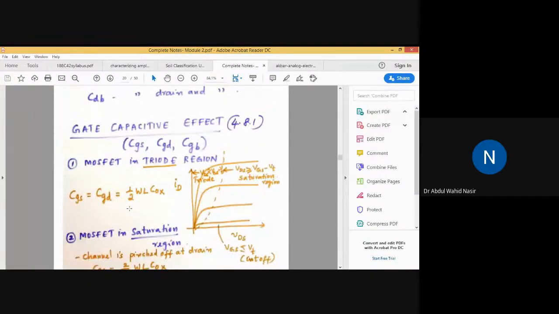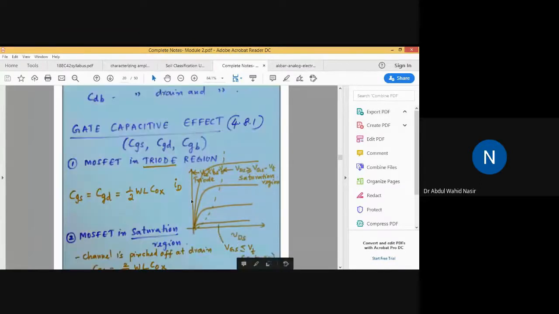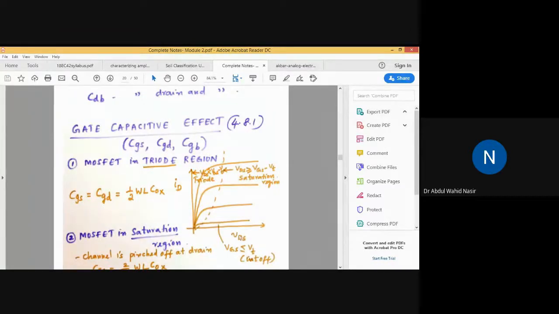So now, first see gate capacitance, the capacitive effect. As we know, a MOSFET can operate in three modes. If you see the input-output characteristic of a MOSFET, this is VDS and this is ID, the drain current, and this is the VDS voltage.